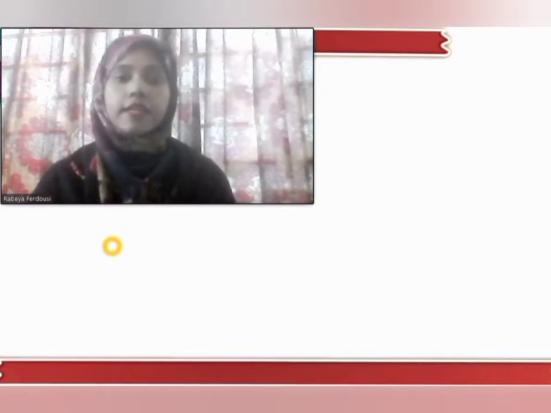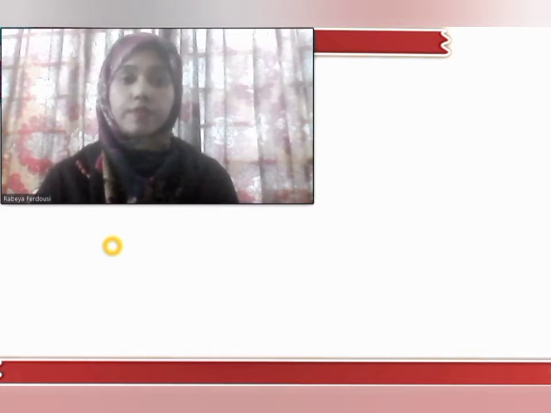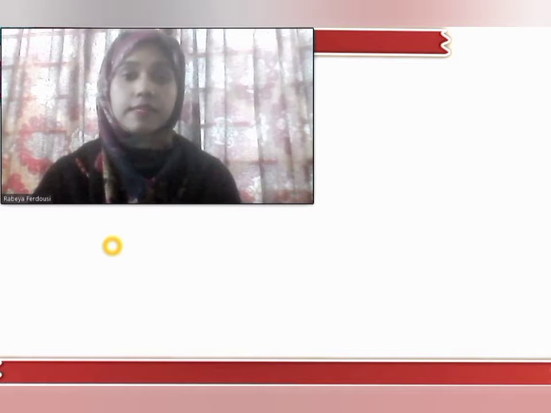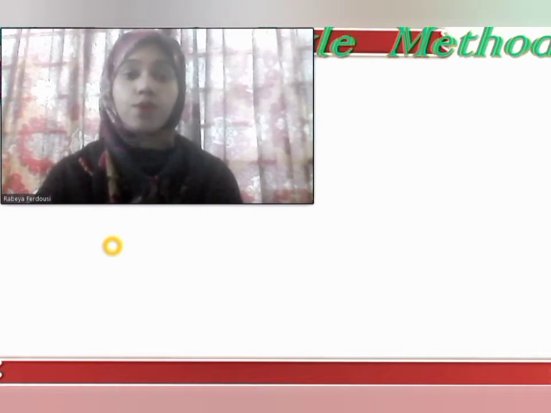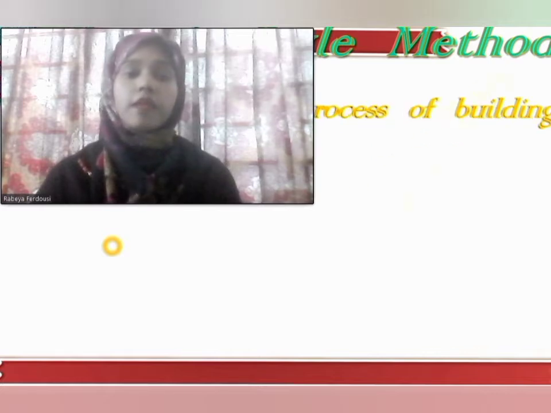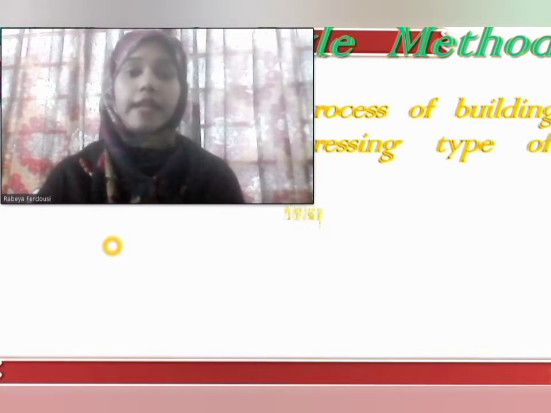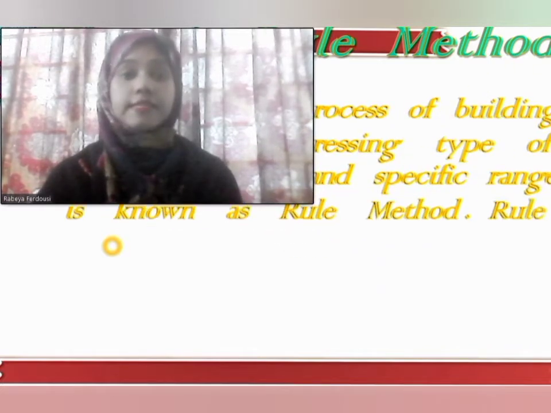There is another method of set which is known as builder method of set. The process of building a set by expressing type of related elements and specific range of those elements is known as rule method. So we can say rule method is actually the building method of any set.